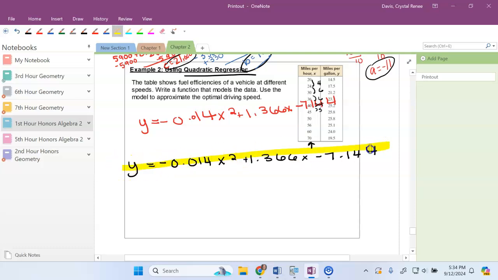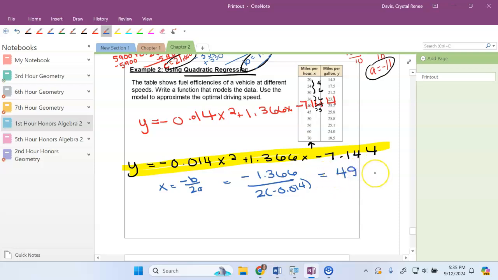So I can do whatever I need to with the equation. Now, if I wanted to quickly find the vertex, I know it doesn't ask to, but we're going to be overachievers. It's the standard form, so my vertex can be found by negative b over 2a. So that's negative 1.366 over 2 times negative 0.014. If I put that into my calculator, this is equal to about 49. So my vertex is at 49 comma something.